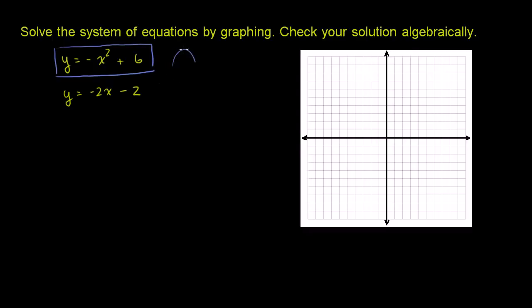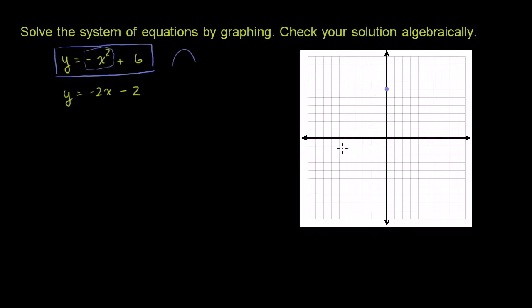And what is going to be its maximum point? Let's think about that for a second. X squared will be non-negative. When you multiply it by a negative, it's going to be non-positive. So the highest value that this thing can take on is when x is equal to 0. So the vertex of this parabola is when x is equal to 0 and y is equal to 6. So x is equal to 0 and y is 1, 2, 3, 4, 5, 6. That right there is the highest point of our parabola.